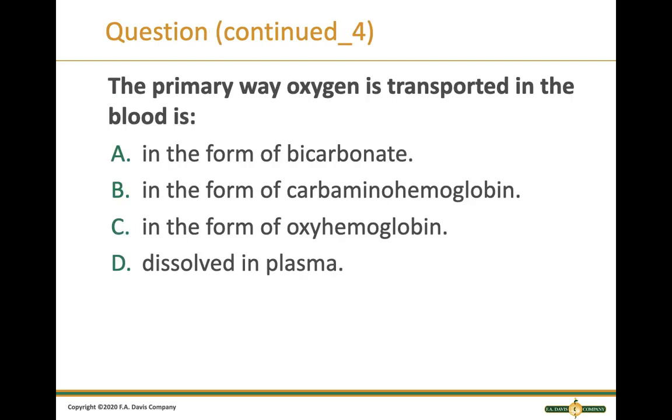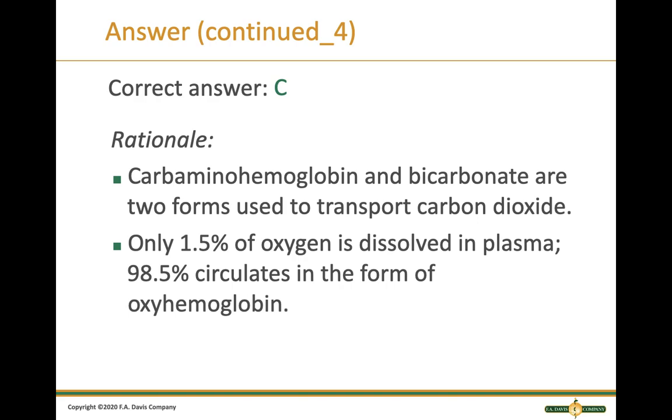So, final review question. The primary way oxygen is transported in the blood is... And the correct answer is C, in the form of oxyhemoglobin.